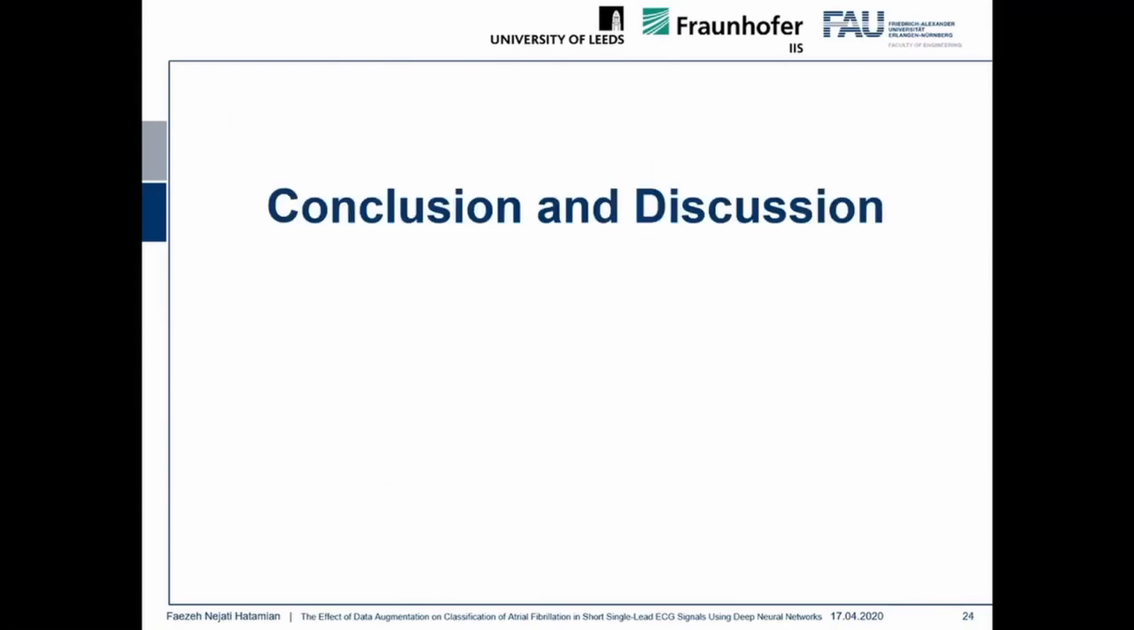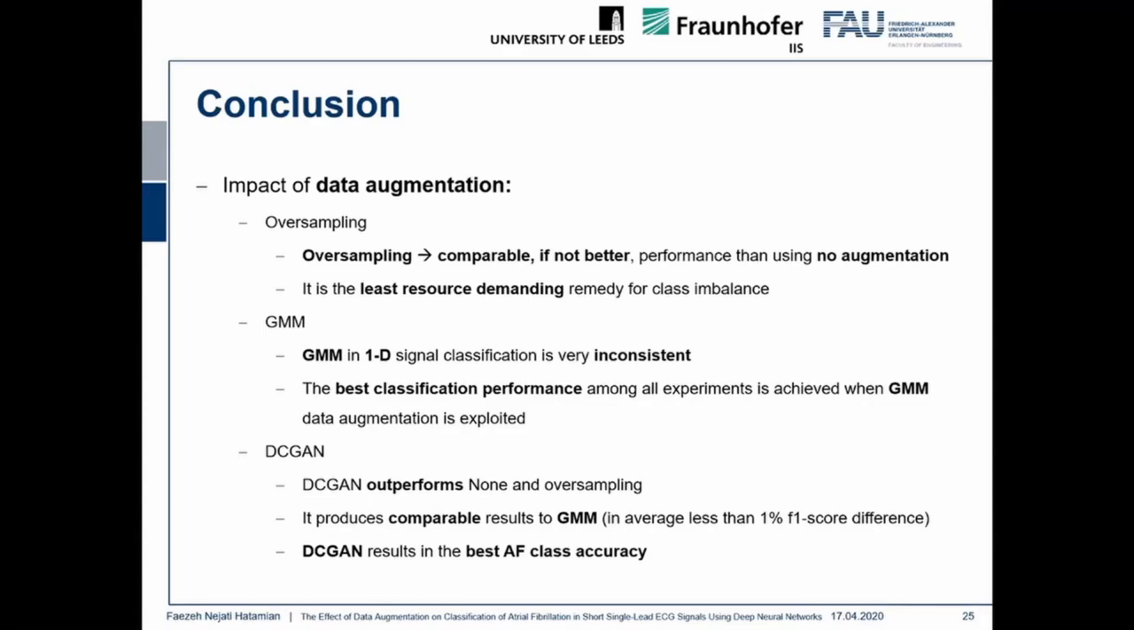distinctive characteristics. So to conclude and summarize what we learned and gained throughout this work, in terms of data augmentation, the oversampling data augmentation was the least resource demanding technique, and in some cases its performance was comparable, if not better, to using no data augmentation at all, which was not a surprise for us. The best classification performance in terms of F1 score was achieved when GMM data augmentation was used. However, GMM in 1D signal classification showed very inconsistent behavior. And regarding DCGAN, DCGAN outperformed no augmentation and oversampling. It produced comparable results to GMM, and we got the best AF class accuracy using DCGAN.